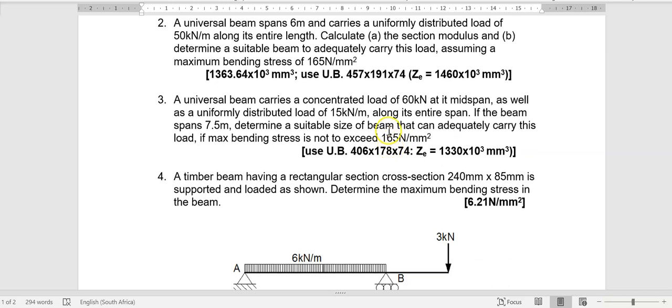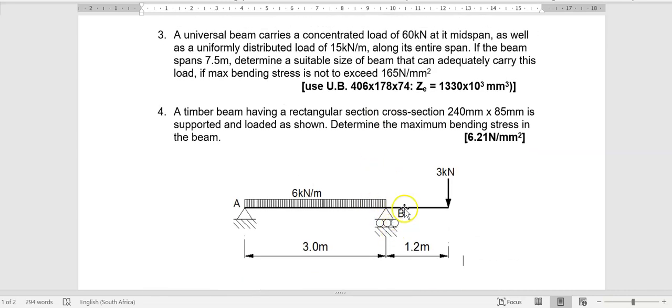There's number 5, there's your beam like we did in applied mechanics and theory of structures. It says a timber beam having a rectangular section, that's D and that's B. It says determine the max bending stress. From here you draw the shear force diagram, you work out the reactions, you draw the bending moment diagram, and then from the bending moment diagram you find your maximum bending moment, and that's your M.